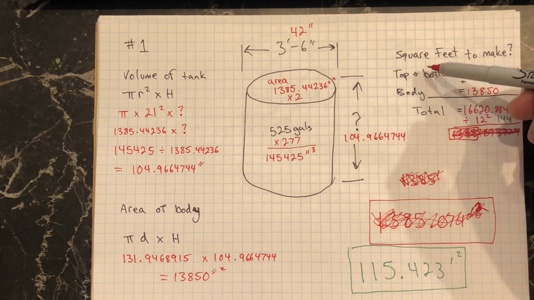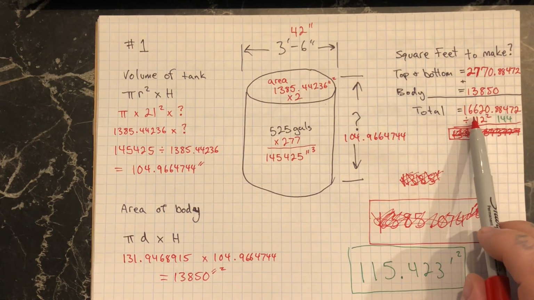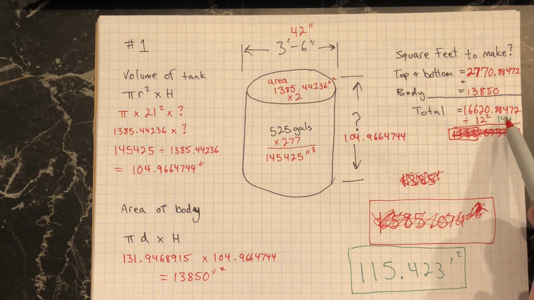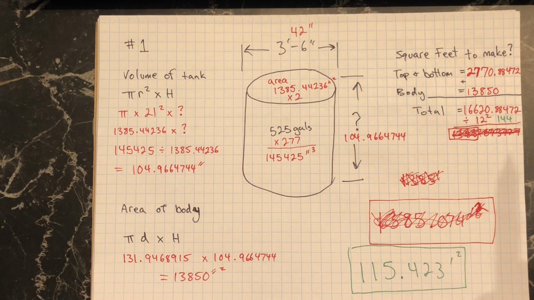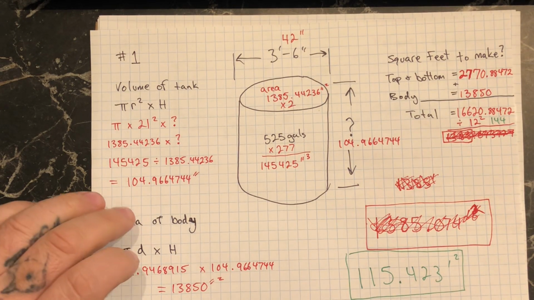I have the top and bottom area, and the body area. I just add those two together. It gives me a total of 16,620.88472 square inches. This answer needs to be in feet. So it's going to be divided by 12 squared, or 144, which gives me a total of 115.423 square feet. All right, hopefully that wasn't too confusing.